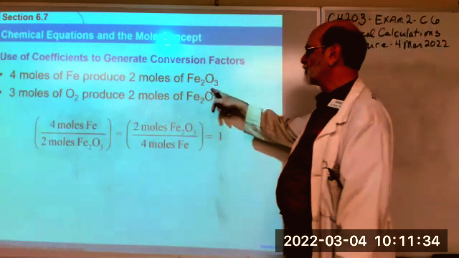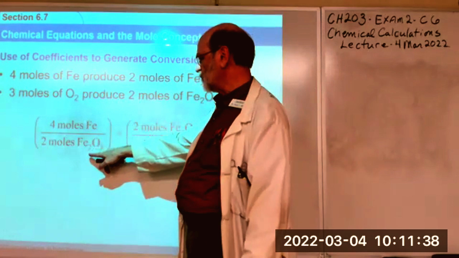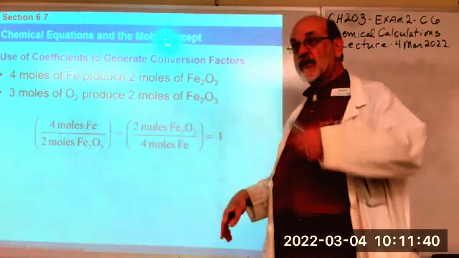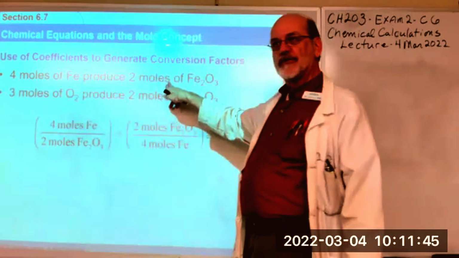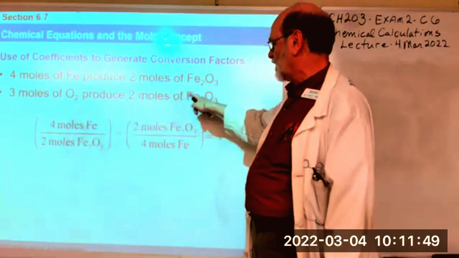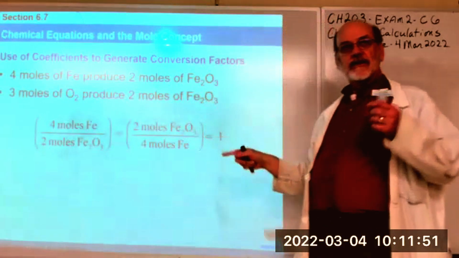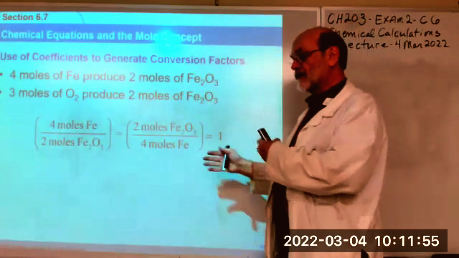4 moles of iron produce 2 moles of Fe2O3. There's an equivalence there. 4 moles of that equals 2 moles of that. Or 3 moles of this equals 2 moles of that. And using that equivalence, based upon the coefficients, we have conversion factors.